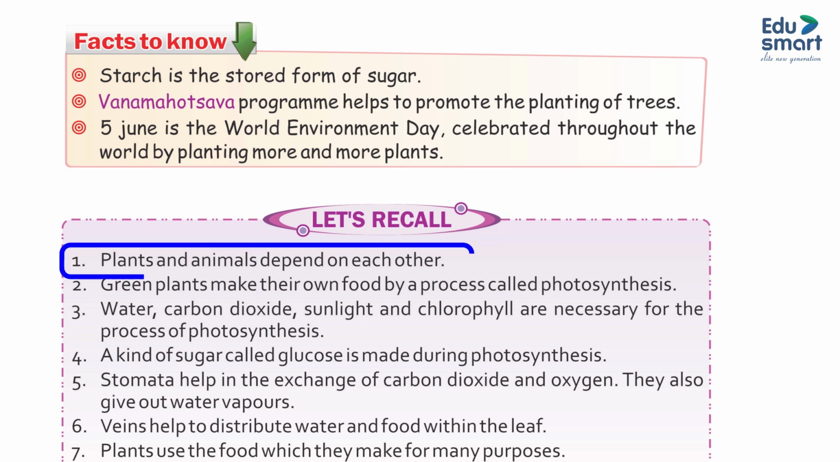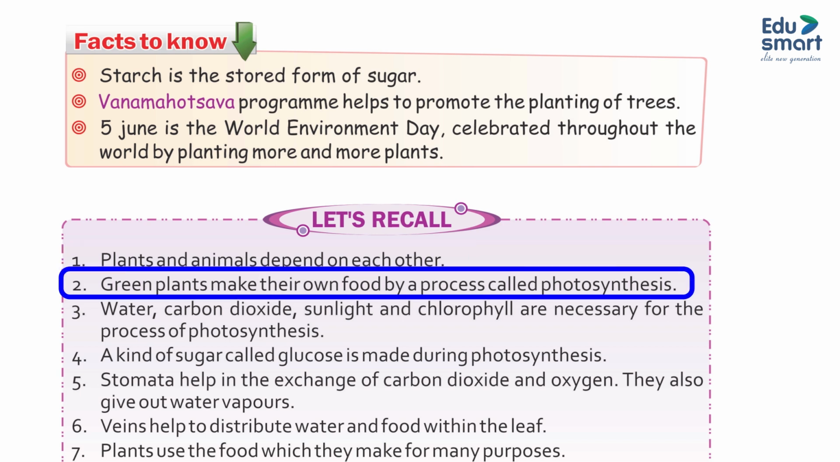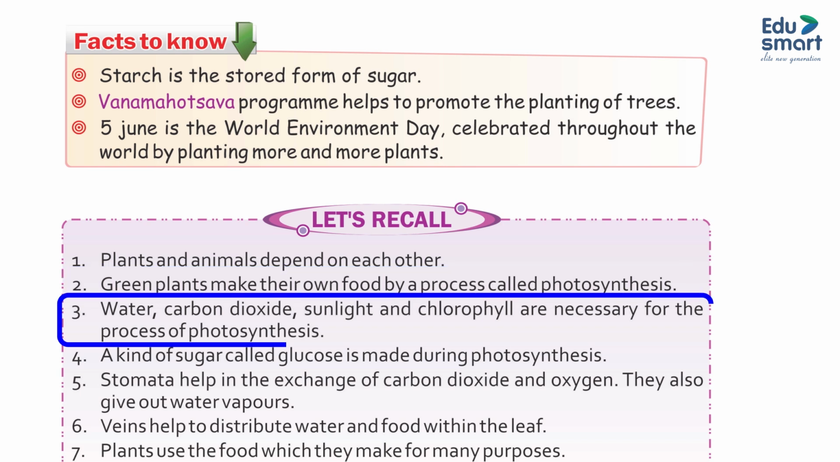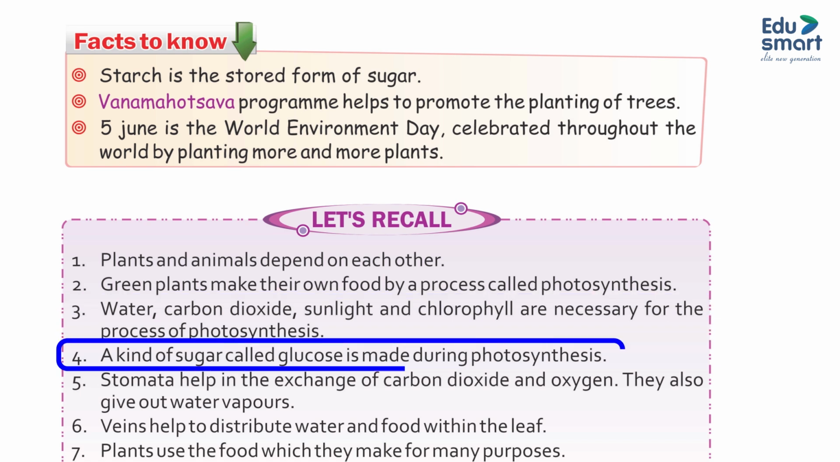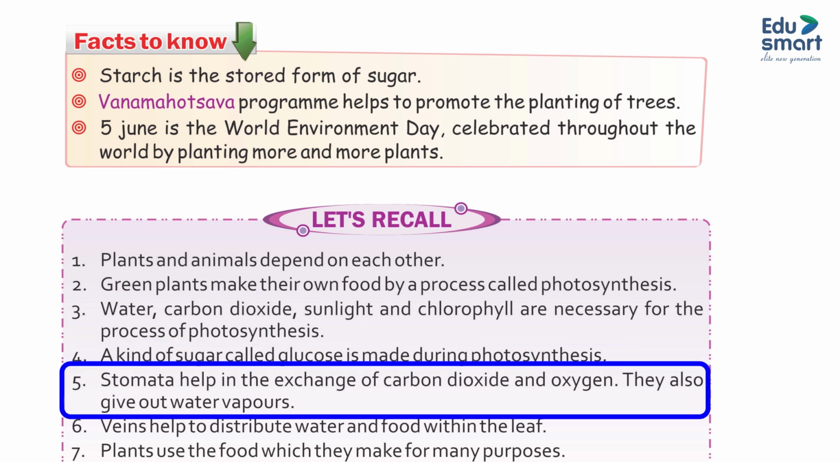Let's recall. 1. Plants and animals depend on each other. 2. Green plants make their own food by a process called photosynthesis. 3. Water, carbon dioxide, sunlight, and chlorophyll are necessary for the process of photosynthesis. 4. A kind of sugar called glucose is made during photosynthesis. 5. Stomata help in the exchange of carbon dioxide and oxygen.